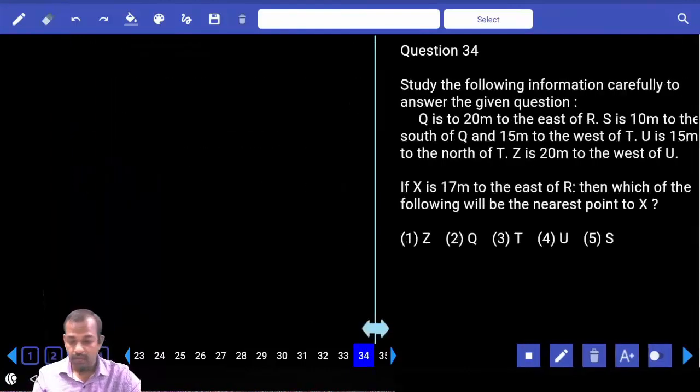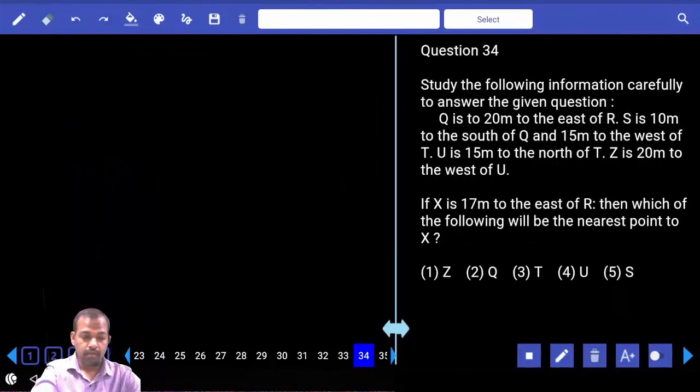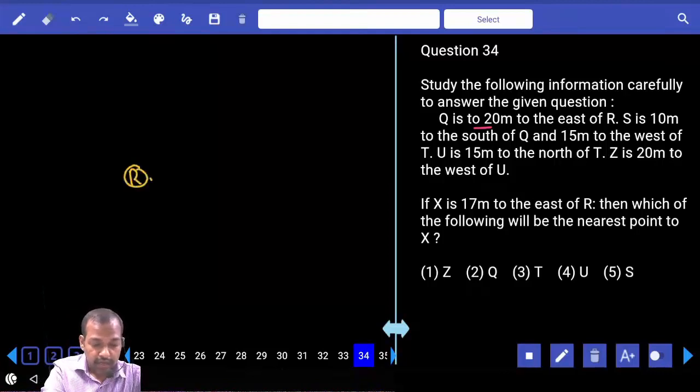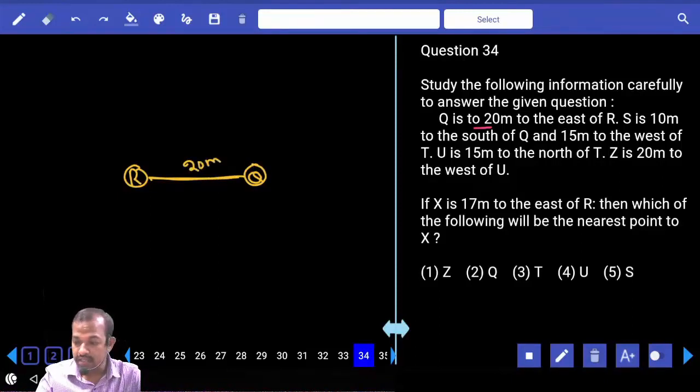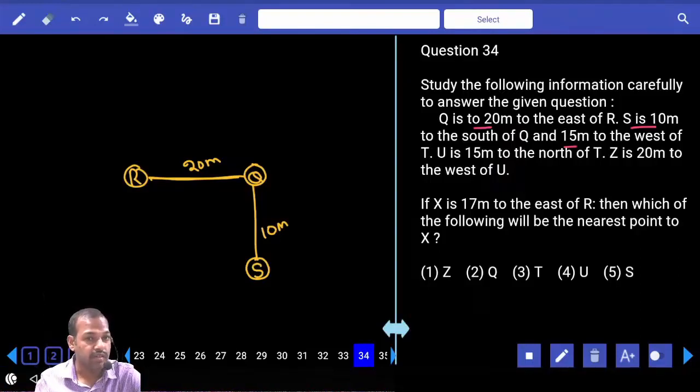The next one. So directions. Q is 20 meters to the east of R. So here I am taking R here, and Q is how much distance? 20 meters to the east of R. Next point. S is 10 meters to the south of Q. Next one. And 15 meters to the west of T. And who is 15 meters to the west of T here?